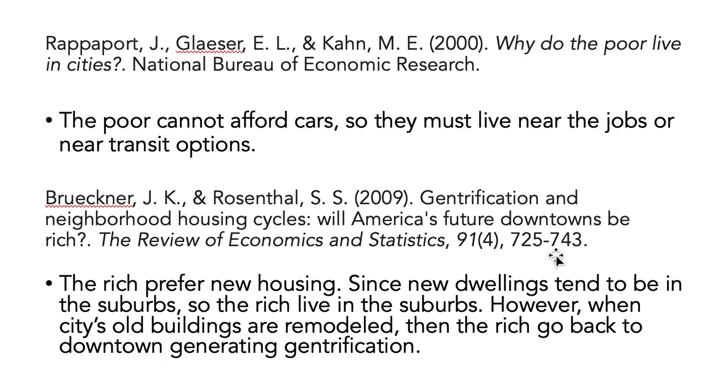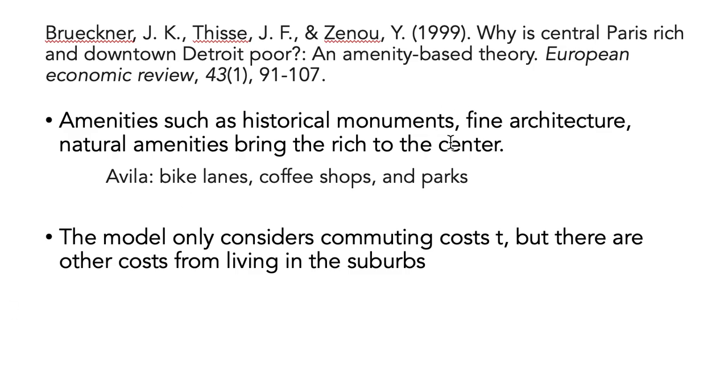Here we have another explanation by Brueckner and Rosenthal. They say, listen, the rich prefer newer houses. Now, new dwellings tended to be in the suburbs, so the rich lived in the suburbs. However, when the city's old buildings are remodeled or torn down and new ones built, the rich go back to downtown. And this is when we experience gentrification. That is another explanation.